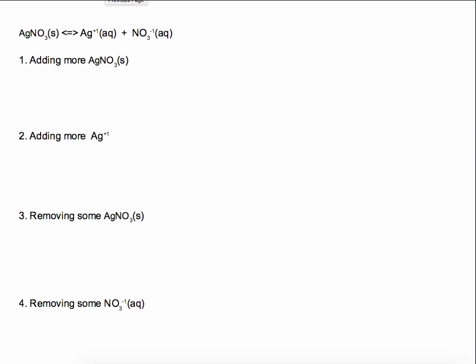Okay, now here's another type of thing that can happen with Le Chatelier's. So, number one, adding more silver nitrate. Well, if you remember, when we write the equilibrium expression, K is [Ag+][NO3-]. Solids are left out of the equilibrium expression. So whenever you add a solid or a pure liquid, nothing happens.